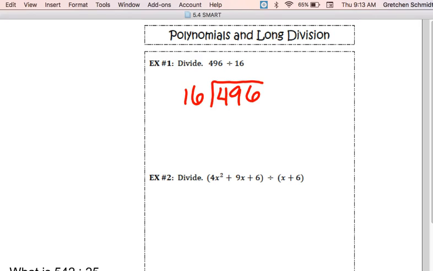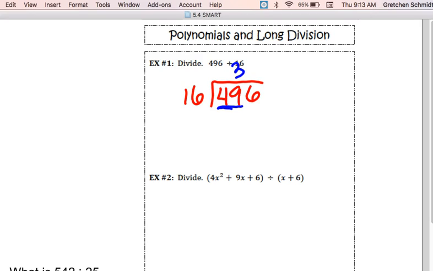When you divide, you first check to see if this outside number goes into the first number there. So does 16 go into 4? No. 16 does not go into 4. 16 is too big, right? So now what would be the next number you check? 49. Does 16 go into 49? Yes. How many times? 3 times. Put a 3 up there.